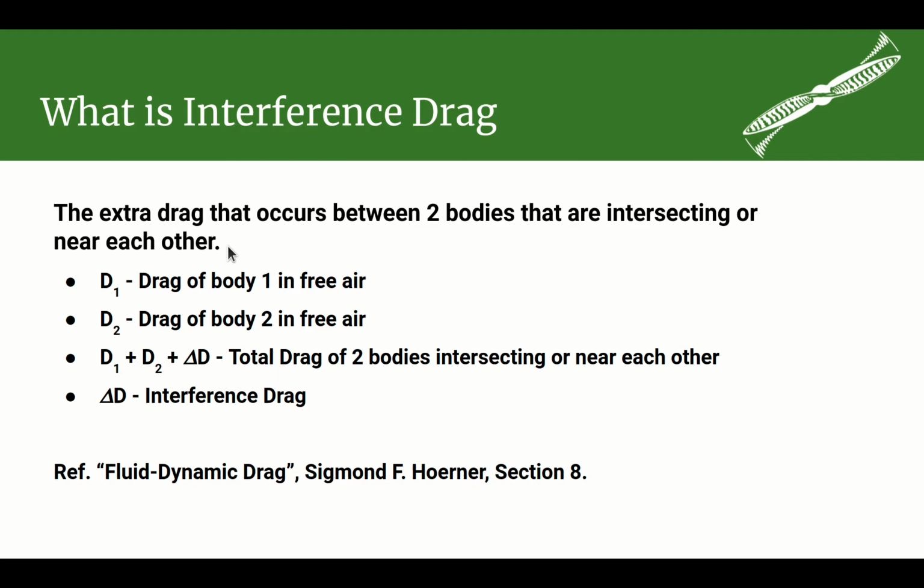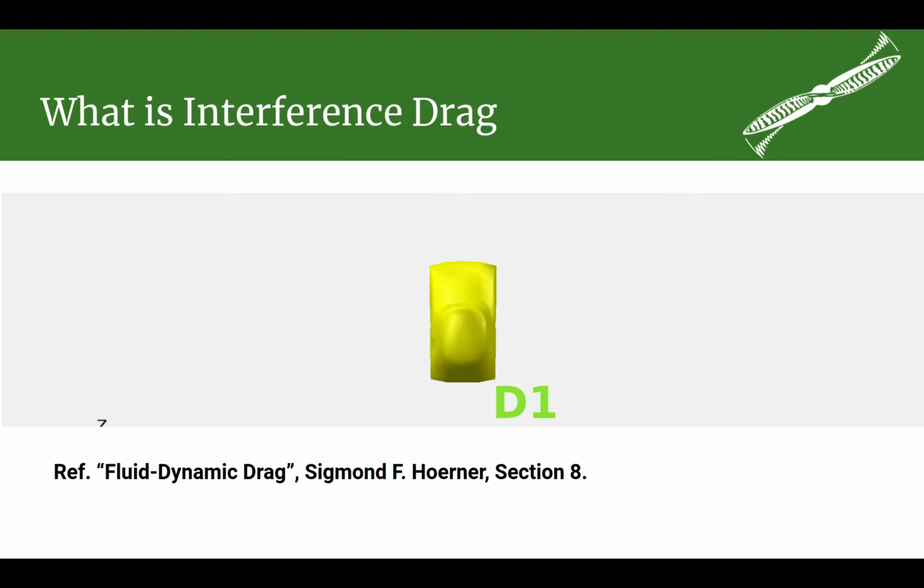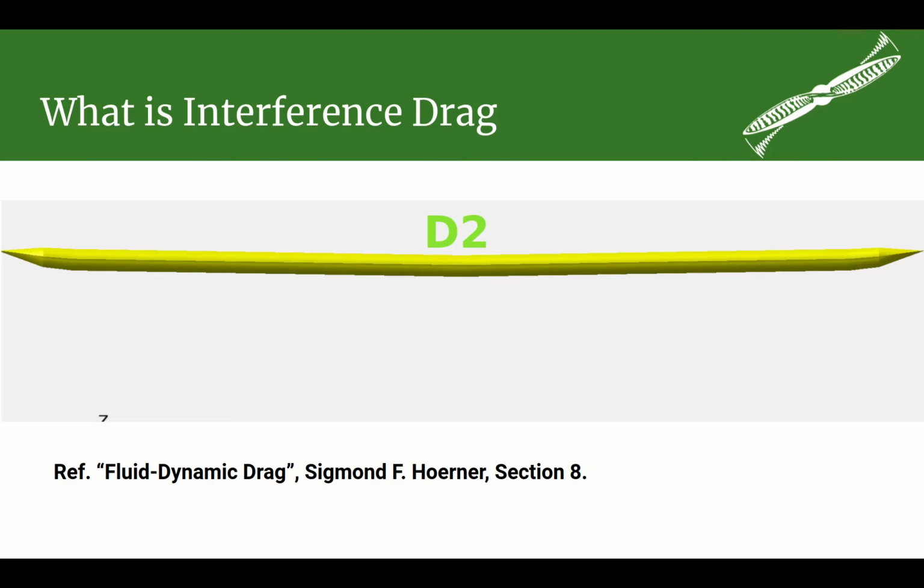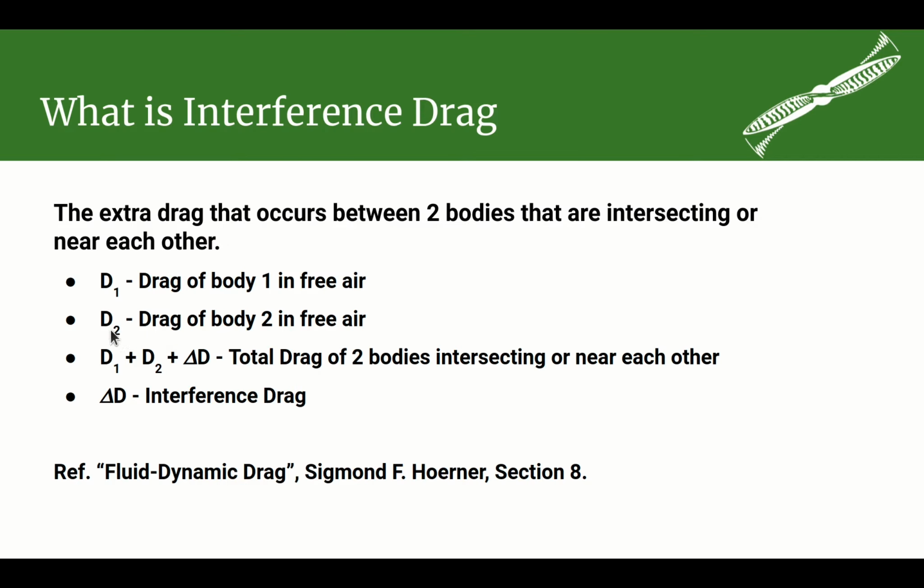Now, it doesn't have to be extra drag. It can actually be reduced drag also. What he's talking about is comparing the drag of one body that's by itself in free air, and the drag of a second body that's by itself in free air. If you add those two together and they're pretty far apart, you get a total amount of drag, some drag X, let's call it.